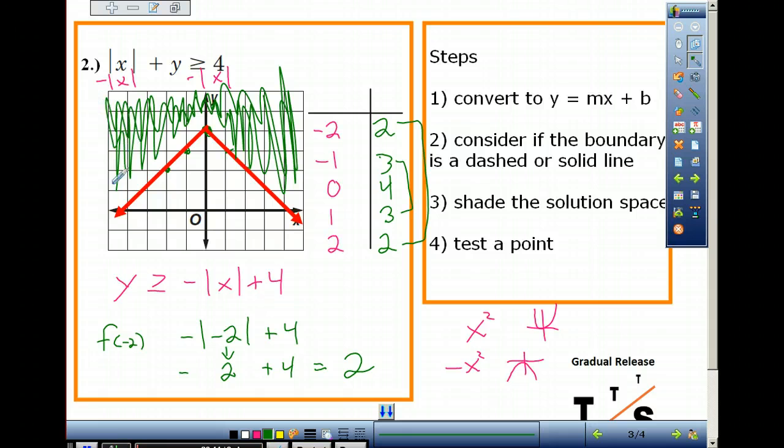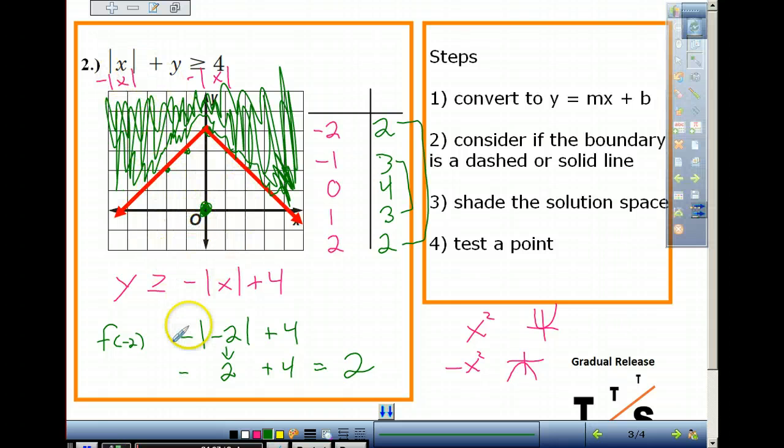Okay, are you finished? Most important step. Is it right? Or do we just spend a lot of time and got it wrong and we have to redo it? Is it right or not? So what point should you probably check? 0, 0. Should you get a true or a false? False, because 0, 0 is not an answer. It's not in the shaded area.